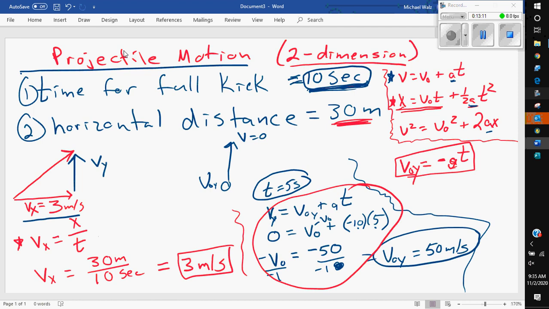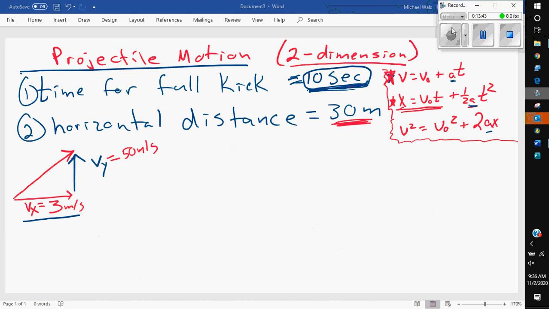So if we use that, then we'd say a negative times a negative 10 times 5 seconds gives us 50 meters per second. So you can do that if you want to, but it does come out of this formula. Okay, so now you have two pieces of your triangle. You have your x piece, and now your y piece is 50 meters per second. Almost done. Okay, so this is a right triangle.